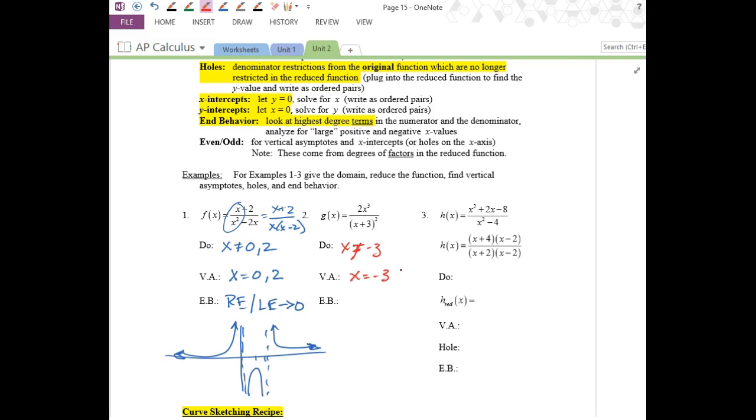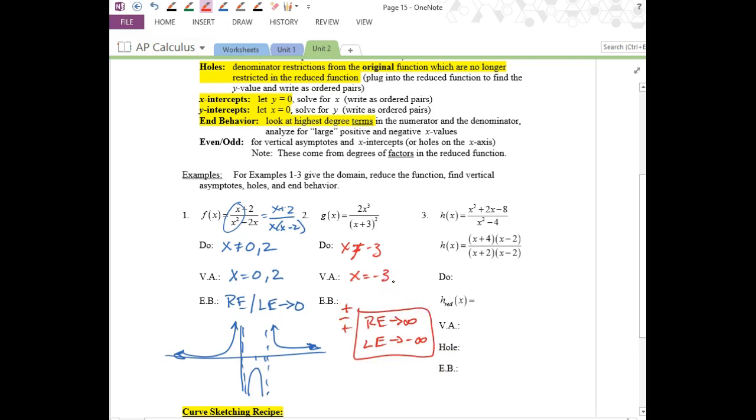Okay, let's do the right end and do a positive number. If I plug a positive number in, on the top I would get a positive over a positive. Okay, so the right end goes to where? Positive infinity. Where does the left end go? Negative infinity.